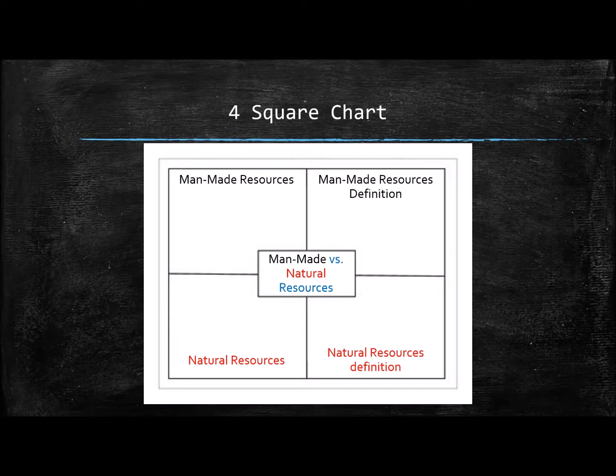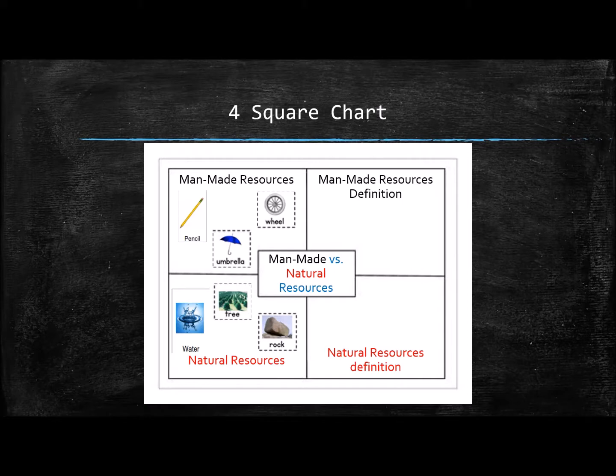All right, very good. So let's look at some of the things that y'all put in the four square. We have a pencil, an umbrella, and a wheel in the man-made resources area. And those are all correct. All of those things are made by people. They do not just grow in nature. So let's look at our natural resources. Water, tree, and rock. Very well done. All of those things are natural resources. They do not have to be made by man.